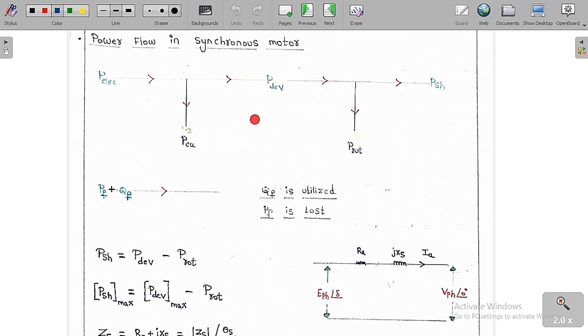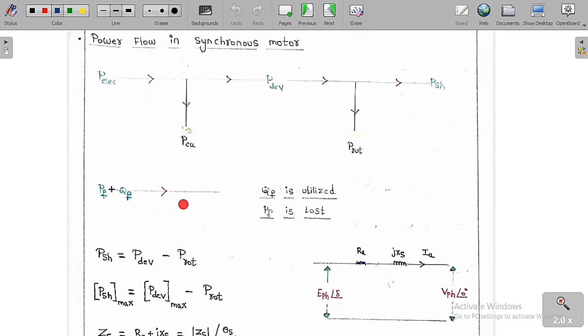So you can see this diagram is simpler. It is the reverse of the alternator. So we are going to give electrical power. Here you are going to get copper losses. Here you are going to get mechanical power developed, and here it will be rotational losses. Here you are going to get the shaft power. It is basically the same principle, but it is a reverse one. It is a reverse of the previous graph.